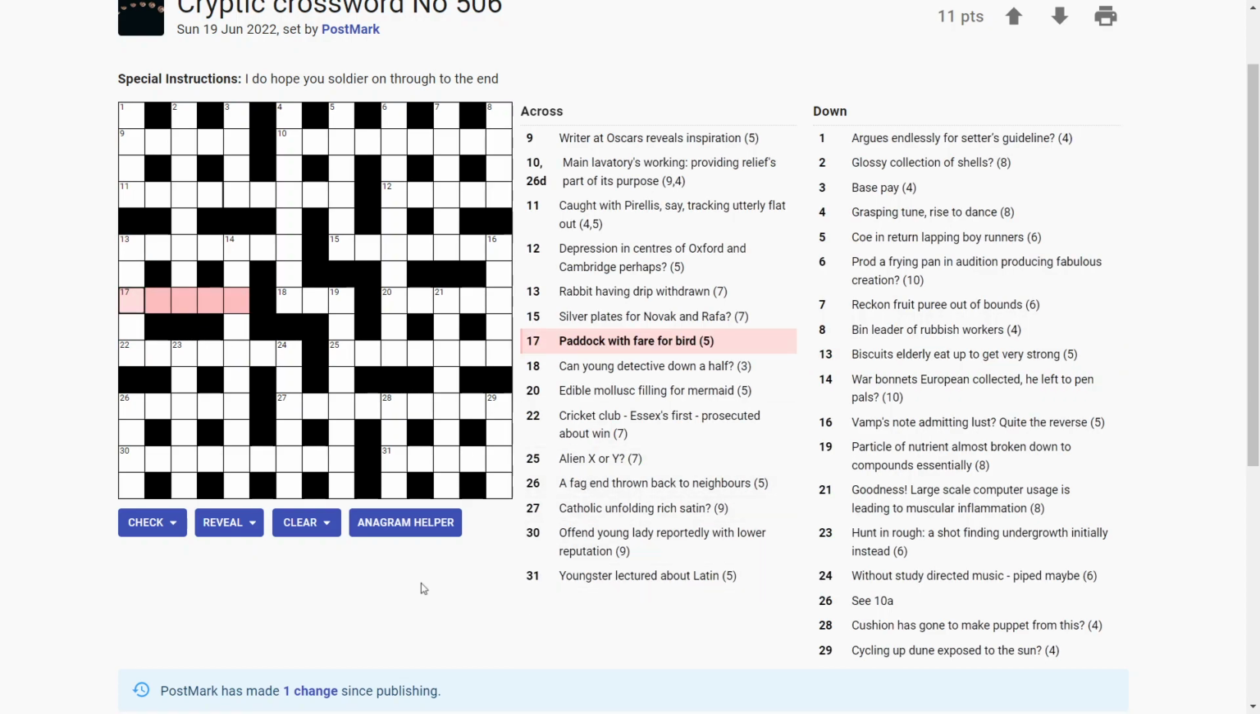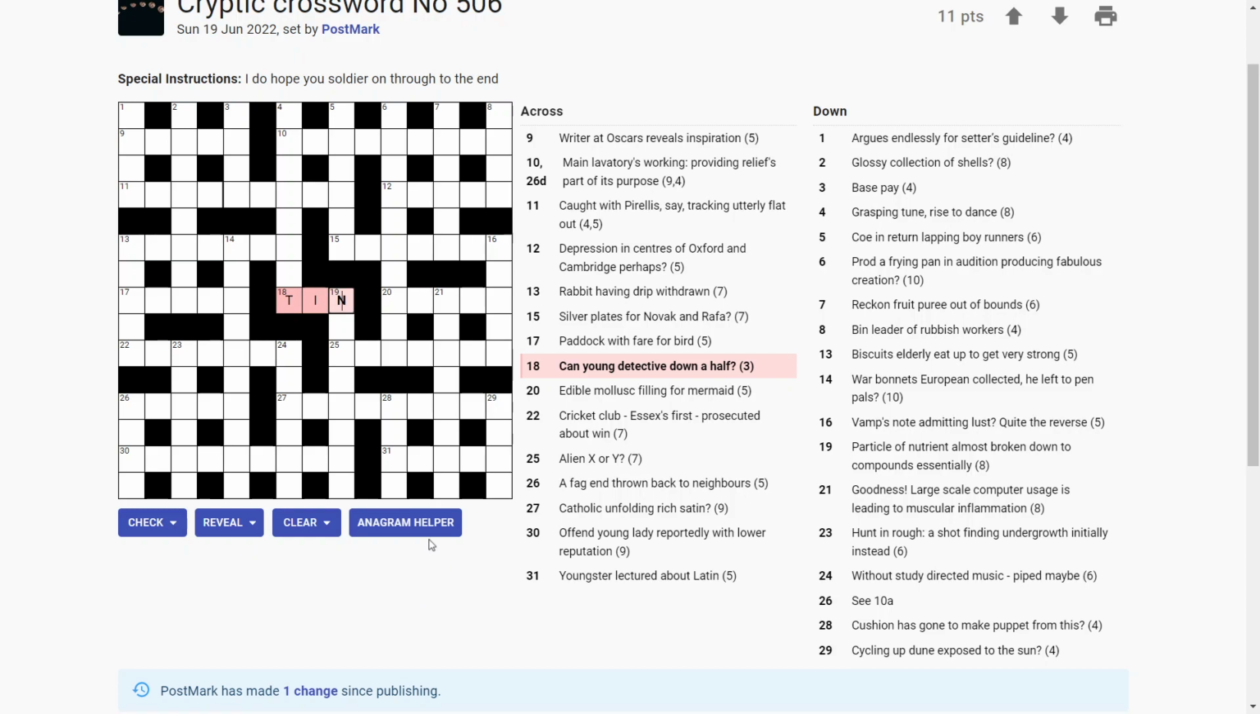Maybe setting a record here for how long it is before I put a letter in the grid. Paddock with fair for bird. Nope. What's the small one in the middle? Can young detective down a half? Oh.